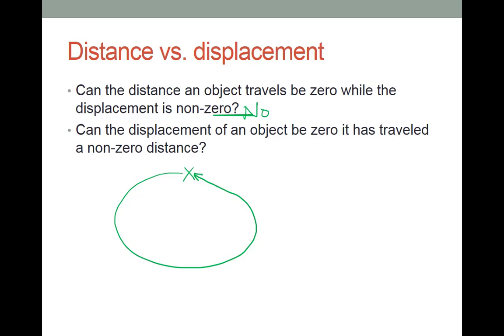Okay, an example of this is any round trip. So it might be that you go out, you run a lap on the track, start and stop at the same spot. It might be chasing somebody around the house or around the car or whatever. As long as you start and stop in the same location, your displacement will be 0 and the distance you travel will be non-zero. That concludes part 2. In part 3, we're going to look at speed and velocity.